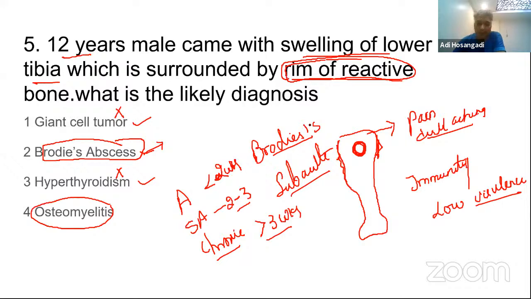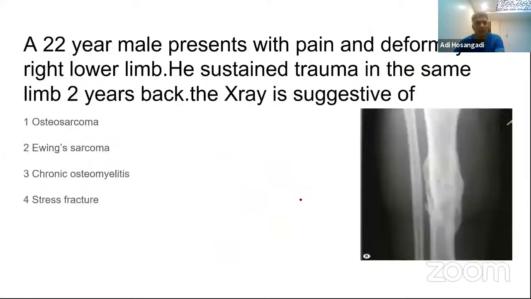So Brodie's abscess need not be subacute. It can also be a type of chronic osteomyelitis because they do not come immediately. They can come late, even after 1 month, 2 months, 3 months. If it is not investigated or if no radiograph is taken, they will come very late. Okay, you understand? We'll go to the next question.